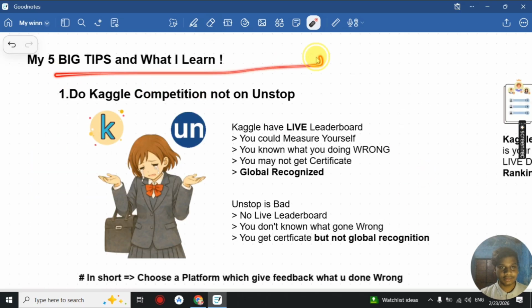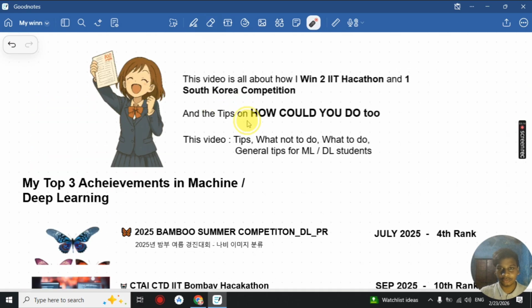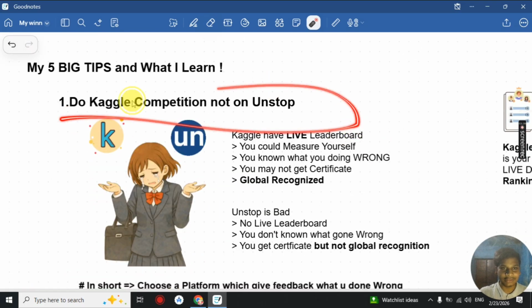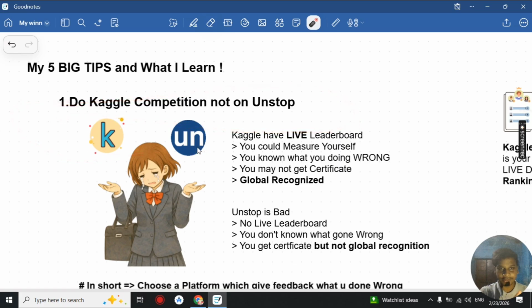Now for our 5 big tips here, okay, and what I learned so far, okay? So now we are coming to the part where I will show you the tips on how you could get the highest rank in your competition or the project you are going to build, okay? My first tip should be to do the competition on Kaggle, not on Unstop here, okay?